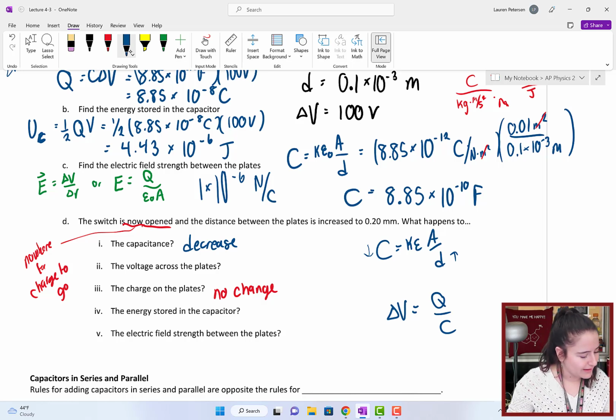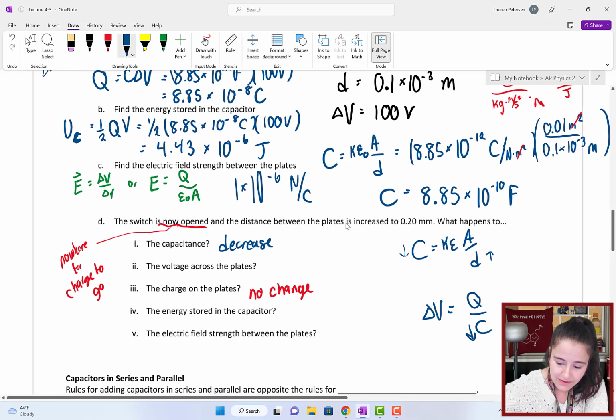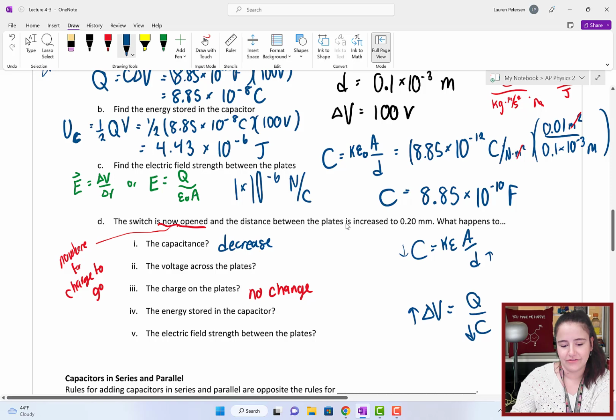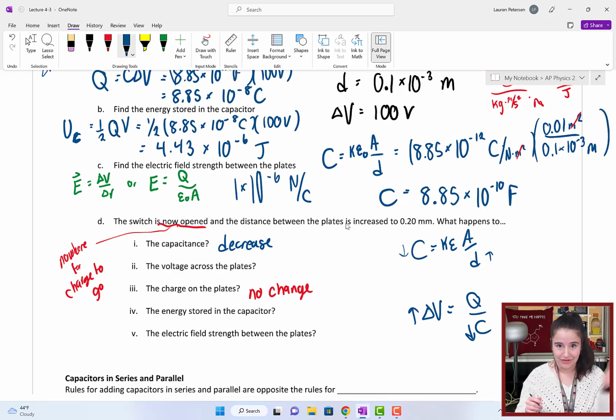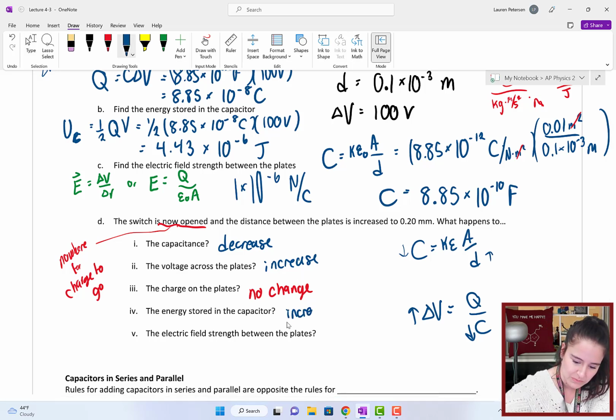So if we have a lower capacitance, that will increase the voltage across the plates. Voltage is the energy per charge to move it between those. If you have a bigger field, they're more spread apart, you're going to have more voltage there. That will increase. Same with the energy stored. Voltage is the energy per charge, so if the energy per charge increases, the total energy will also increase.